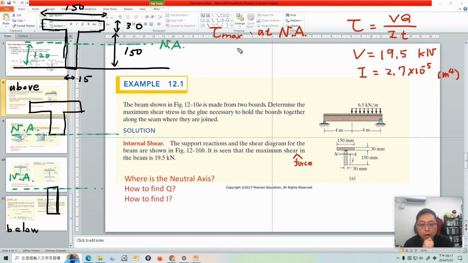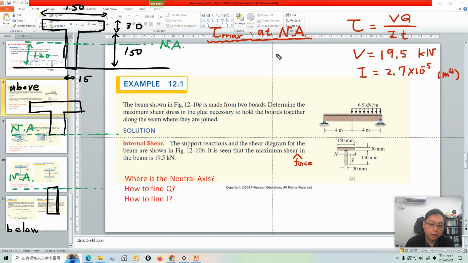I want to make one more comment about shear stress in a beam. The maximum shear stress is always at the neutral axis. Note that this is the maximum shear stress, not the maximum shear force. They are different. The problem gives you the maximum shear force of the beam, and this leads you to calculate the shear stress of this cross section. The maximum shear stress is at the neutral axis.